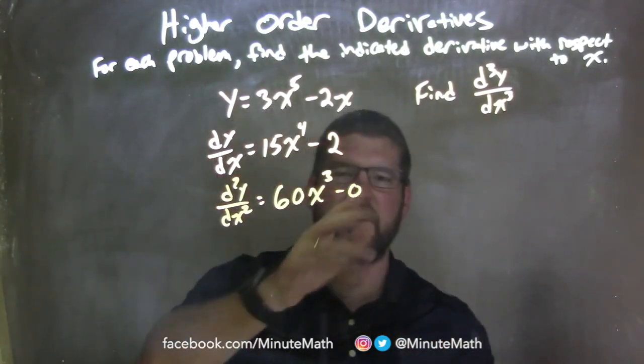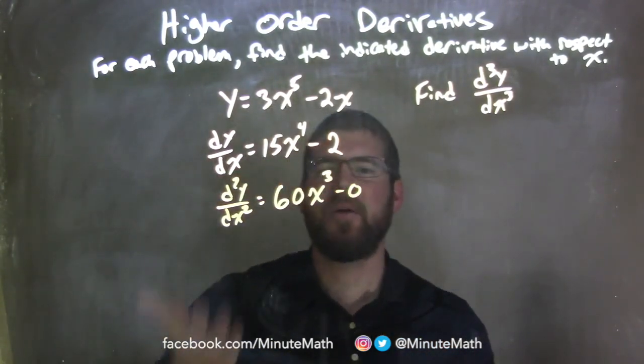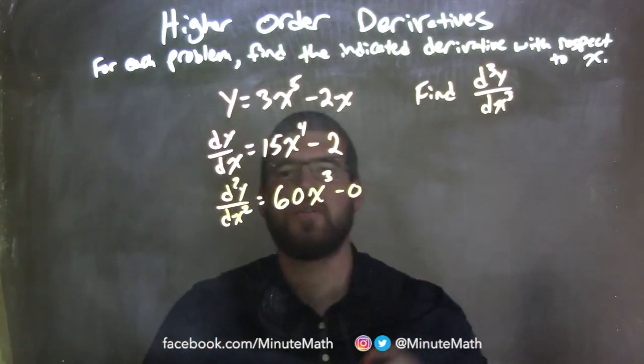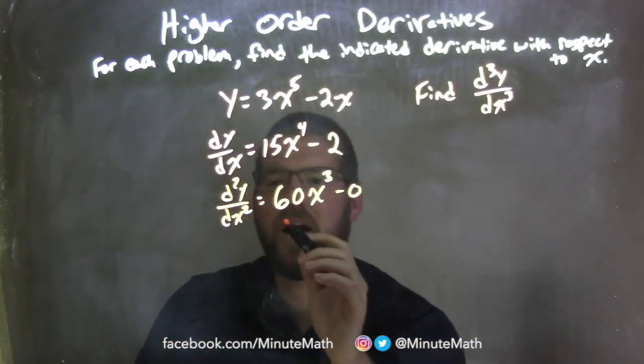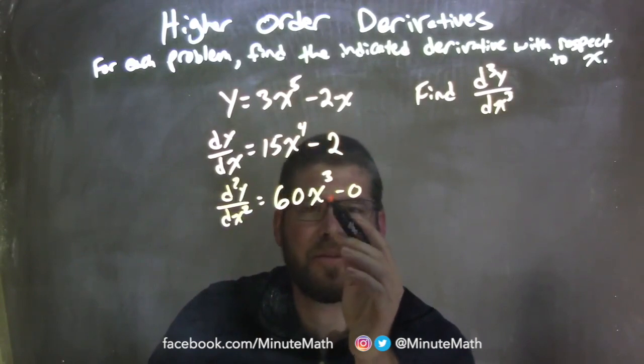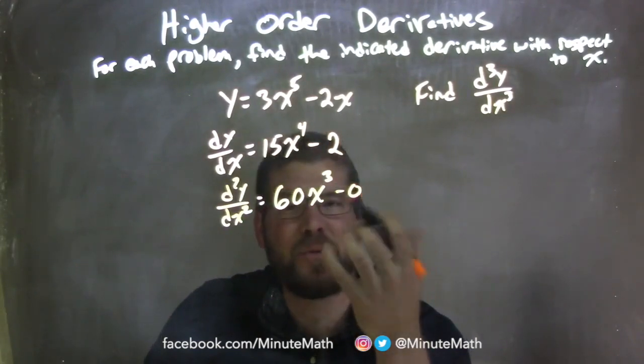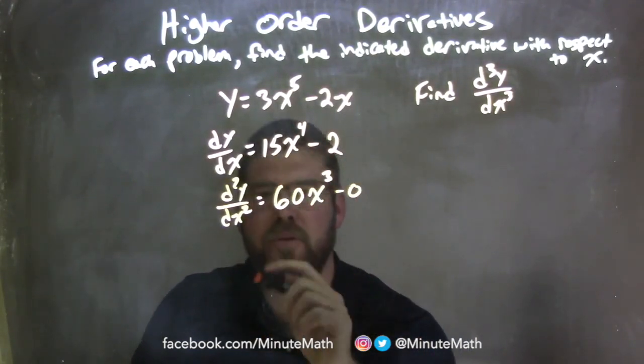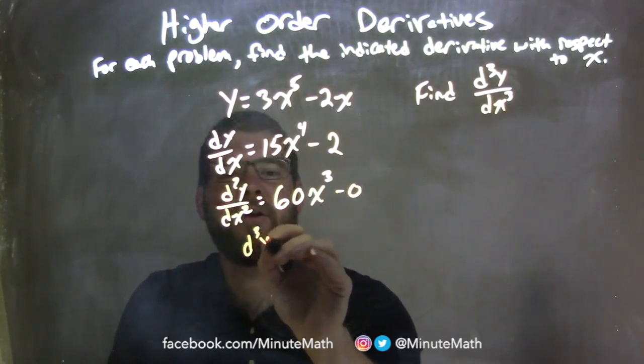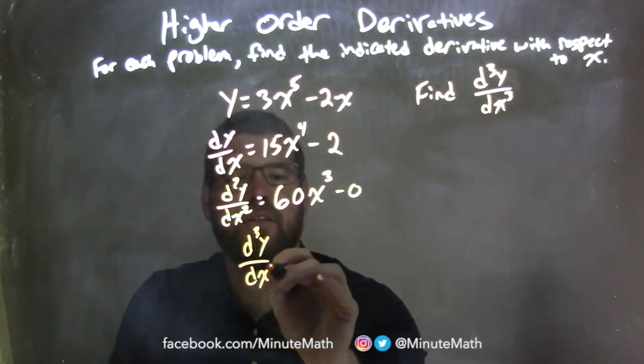Usually you just get rid of it, but I'll put it there for this problem here. But the next step will just be gone. So now we have d to the second power y over dx squared is equal to 60x to the third power. And that's our second derivative, but we need to find the third derivative. So we go to d to the third power y over dx to the third.